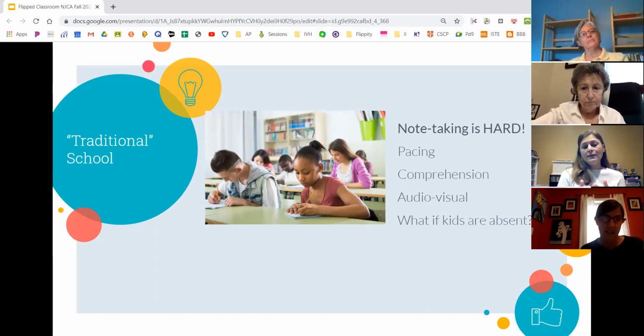And a lot of those kids will say to you, oh, I was absent yesterday, but don't worry, I got the notes from my classmate. And what they've essentially done is they've copied the notes from another student's notebook, which is half of the work, but they weren't really there for the unrolling of the concept.